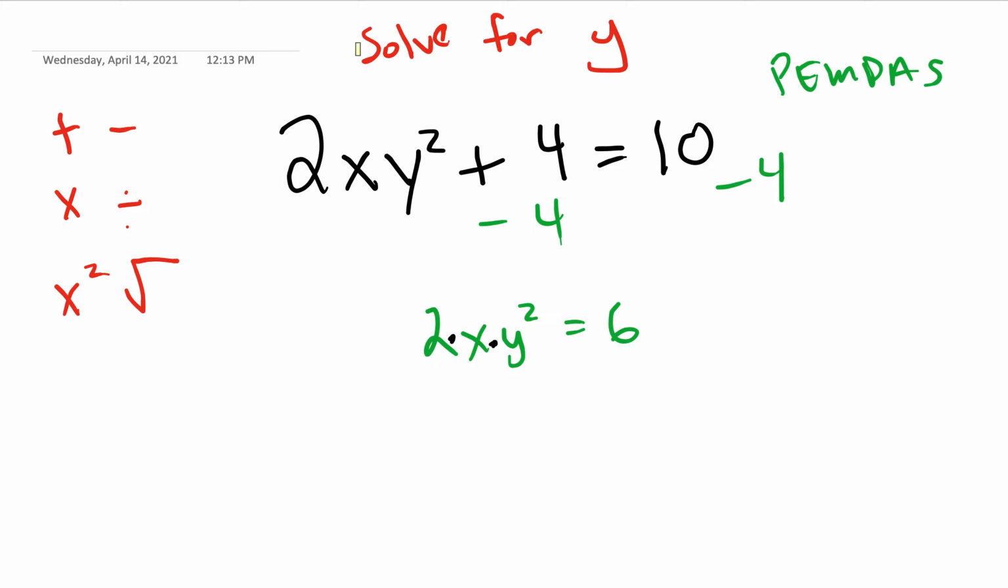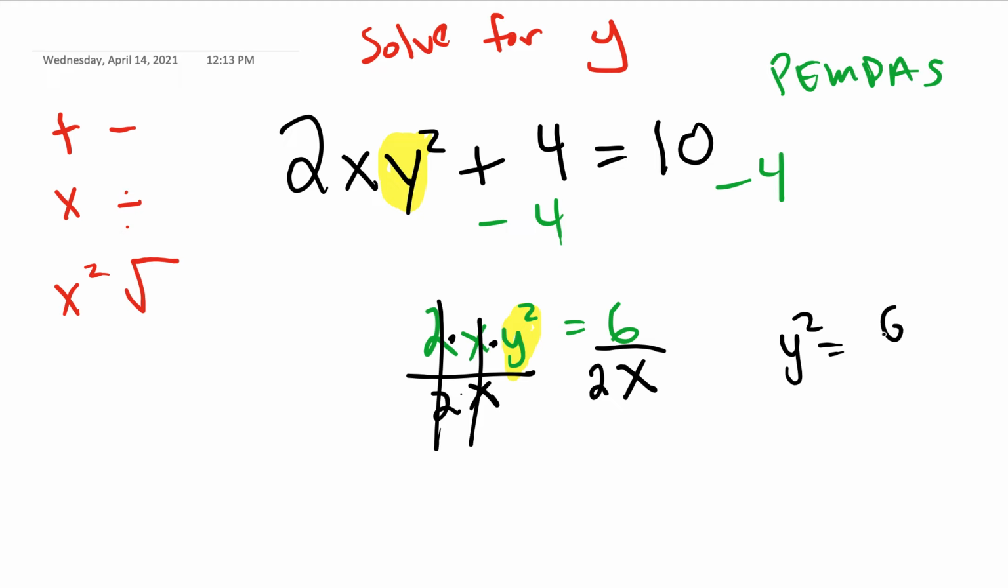So I'm trying to get the y by itself. So I want to make sure I do the opposite to the other ones. So the opposite of times x would be divided by x. And we'll do both steps at the same time. The opposite of times 2 is to divide by 2. So we have y squared equals 6 over 2x.